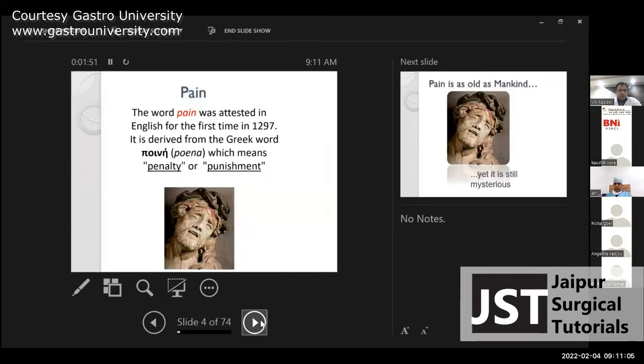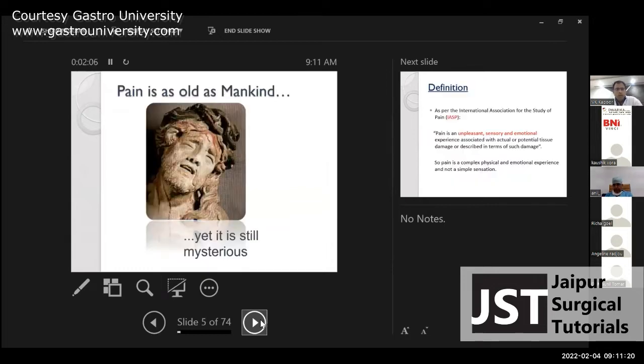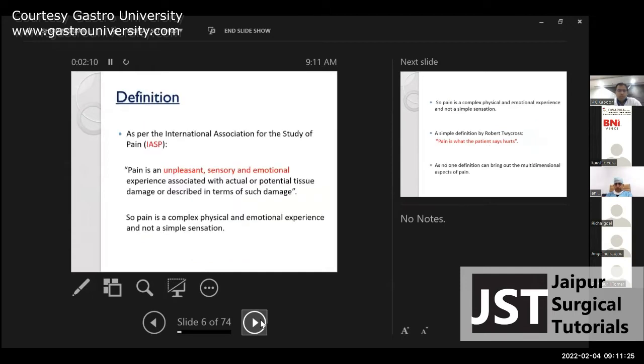What is pain actually? The term pain was introduced in 1297, and it is derived from the Greek word poena, which means penalty or punishment. So pain means punishment. The patient feels punished. And pain is as old as mankind, yet it is still mysterious.